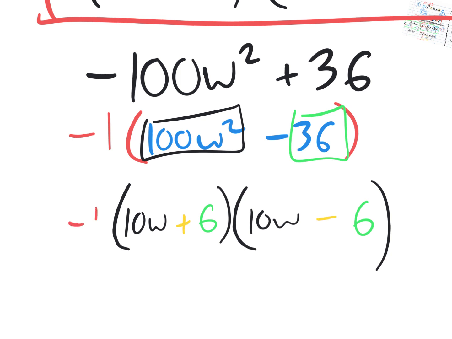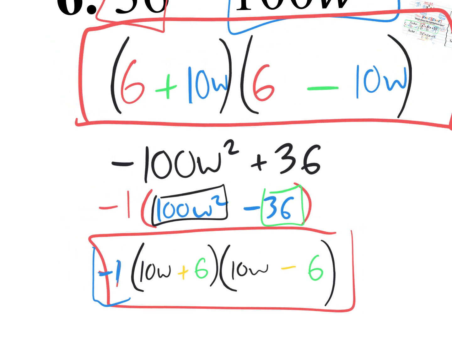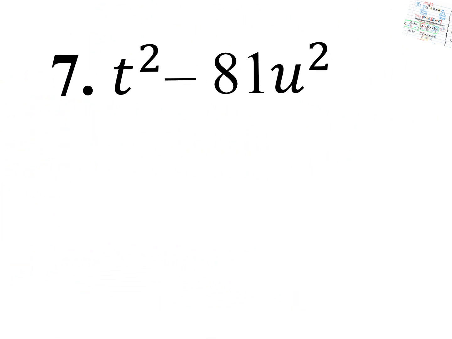Don't forget to bring down that negative 1. So this is also an acceptable answer. But don't forget that there's a negative 1 out here in the front. Okay. So either of these answers is correct. This one definitely looks better because it's in order. The w term is first before the constant on the binomials. Number 7.